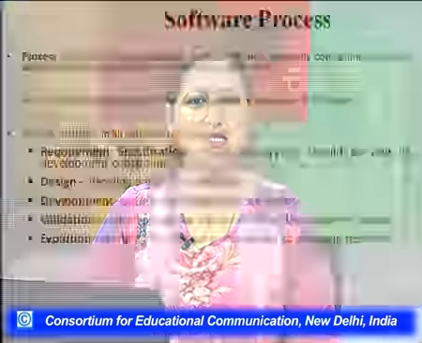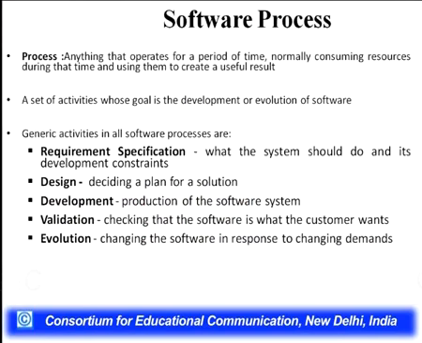Then the third part is development, which means production of the software system, which here basically means the coding, that is, whatever design has been made is written down into program code. And then we have validation, which means testing the software according to the requirements of the user and according to the performance standards which have been laid out.